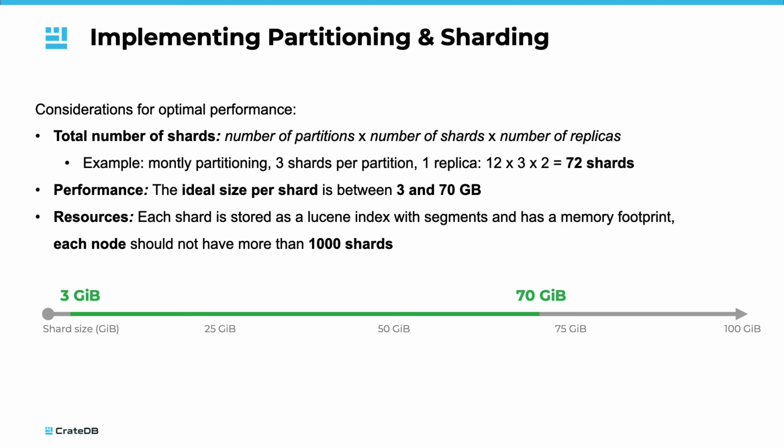For example, with monthly partitioning, 3 shards per partition, and 1 replica, you would have a total of 72 shards: 12 months times 3 shards times 2 replicas.